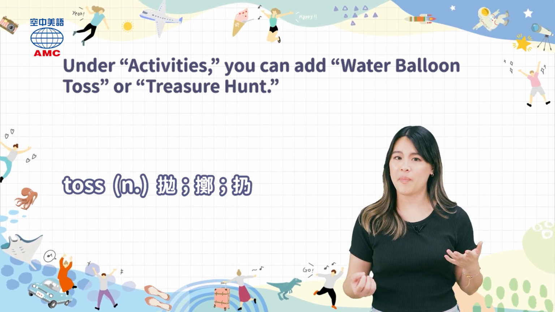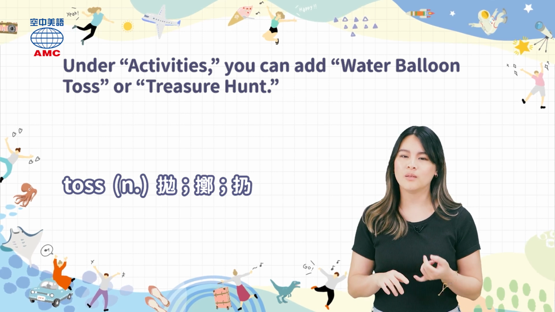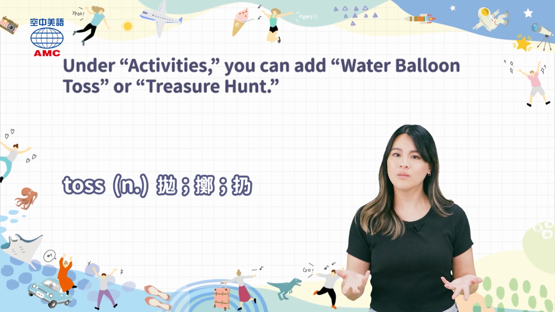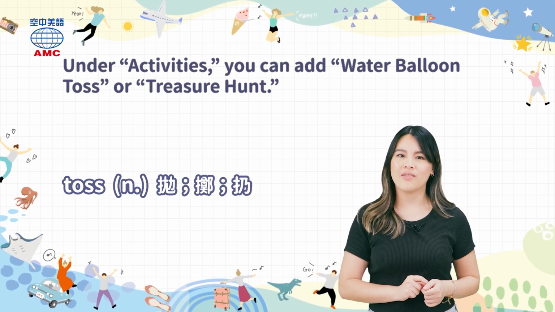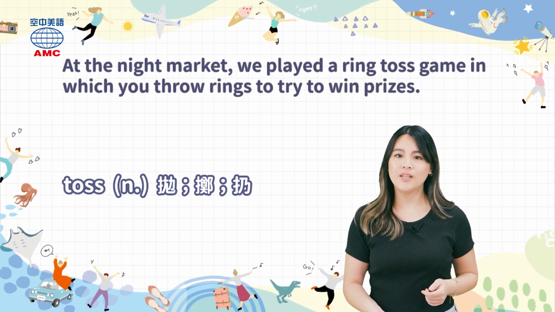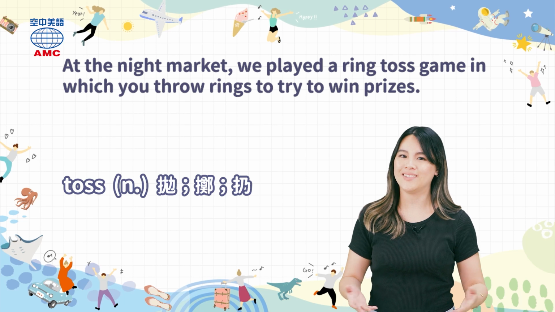Like if you think about baseball, the pitchers will throw the ball. And so when they throw the ball, it's a bit faster. There's a bit more strength and power. But when you toss something, it's much lighter than that. For example, we can say at the night market, we played a ring toss game in which you throw rings to try to win the prizes.